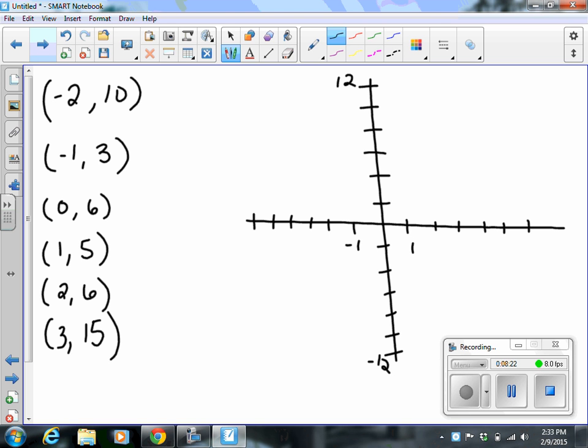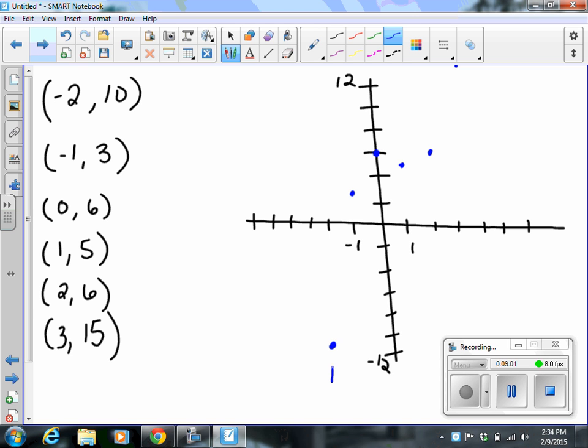All right, so like we said, -2, -10, -1, 3. Okay, so we're still going up. 0, 6. Okay, still going up there. 1, 5. Okay, I dropped. So I know somewhere that's going to be kind of my relative max. And then I go to 2, 6. Okay, I'm going back up. 3, 15, which is clear up here somewhere.